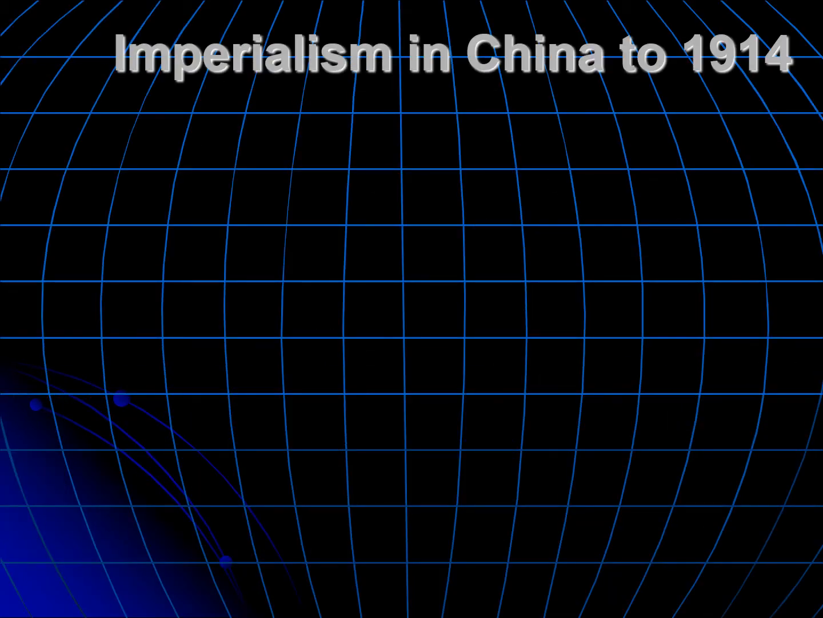Imperialism in China leading up to 1914. Does anybody know what started in 1914? What big world event? Oh, there was a hint. World War I, okay? So this takes us up to World War I. The Qing dynasty falls after World War I in 1914, all right? The Qing dynasty exists during imperialism, but it really is this slow decline, all right?